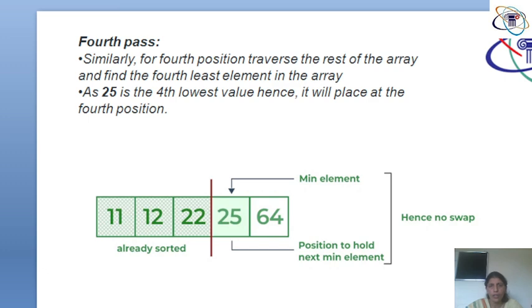Now come to the fourth pass. Similarly, in the fourth position, traverse the rest of the array and find the fourth least element in the array. As 25 is the fourth lowest value, it will be placed in the fourth position. 25 is already at the fourth position, so there is no need to swap with any number.